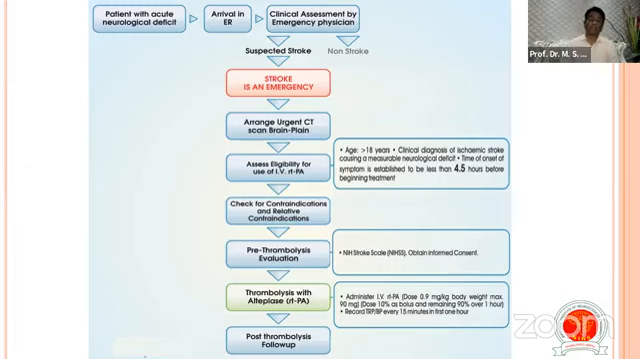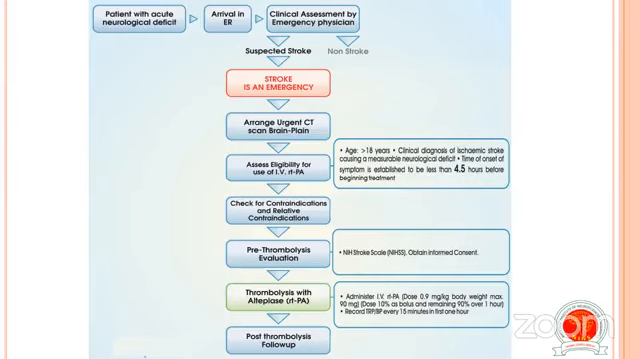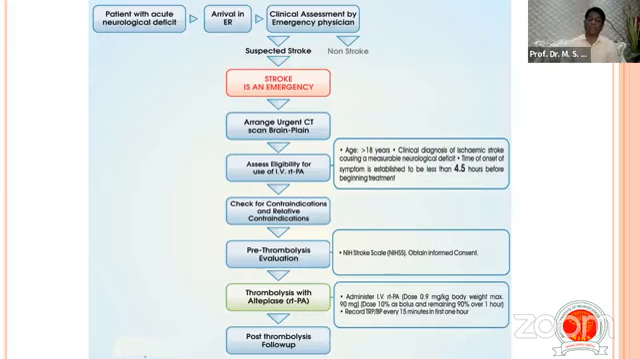Thrombolysis evaluation by NIHSS score 4 to 24 and obtain informed consent. Thrombolysis with alteplase. The IV rtPA dose is 0.9 mg per kg, 10% bolus, and 90% remaining over 1 hour. Then post-thrombolytic follow-up.